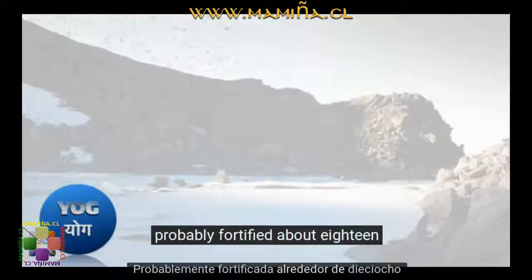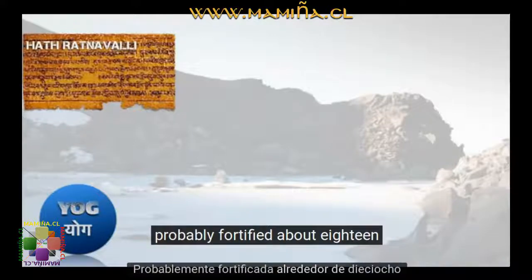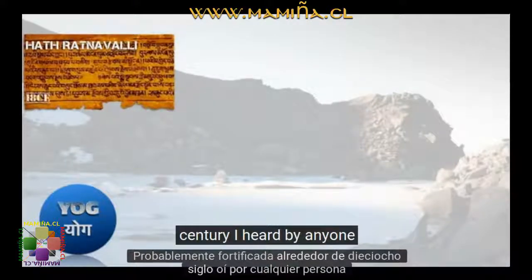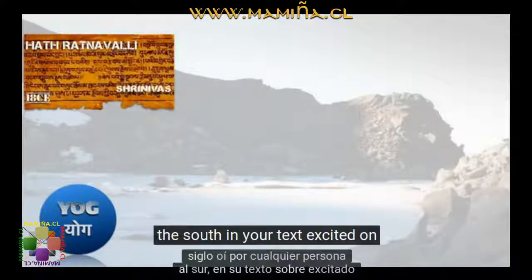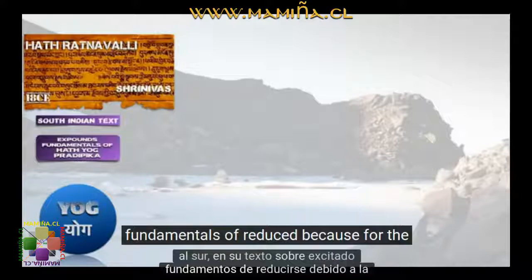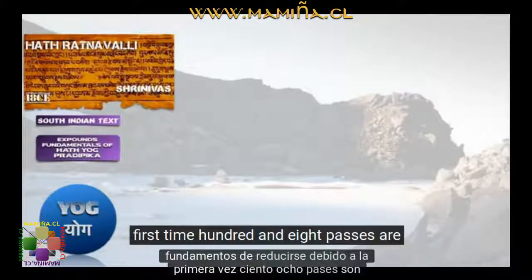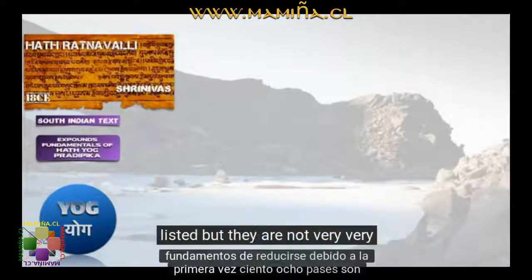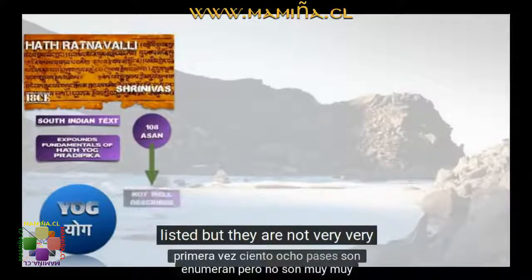Hatha Ratnavali, codified around 18th century, authored by Srinivas. The South Indian text expounds on fundamentals of Hatha Yoga Pradipika. For the first time, 108 asanas are listed, but they are not very well described.